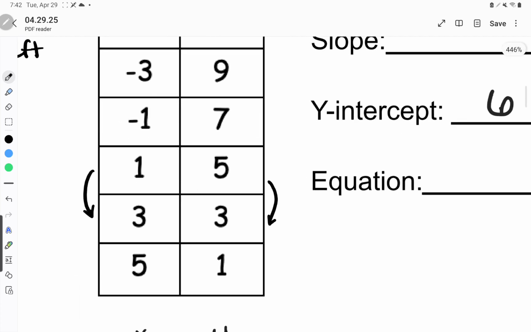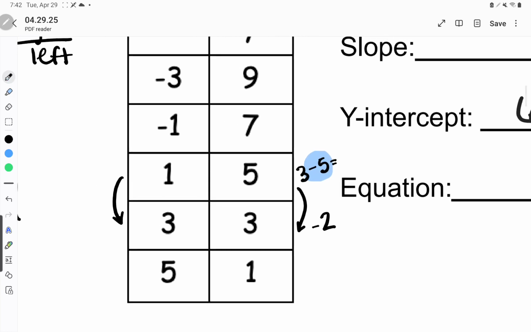On the right side, what would I do? I would do 3 minus 5. So we would do 5 minus 3, and that gives us 2, and then we keep the sign of the bigger number. The bigger number is that negative 5, so this is a negative 2.